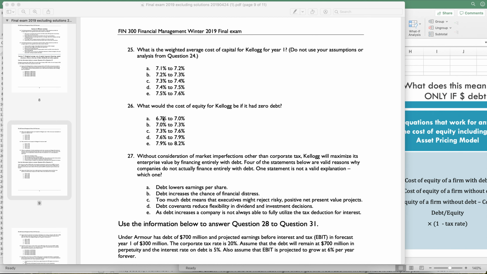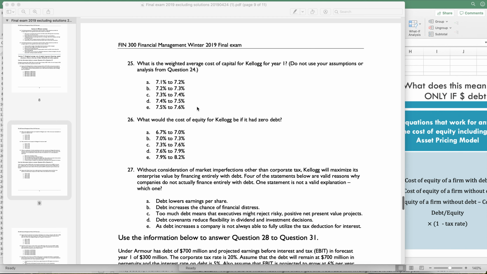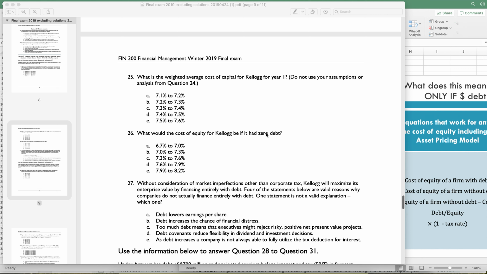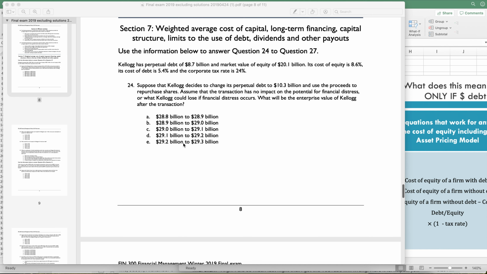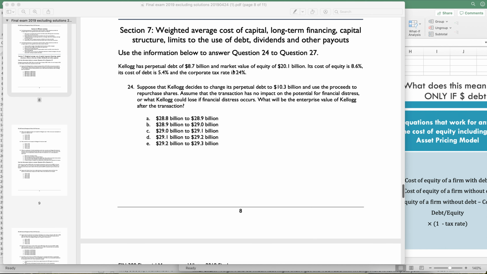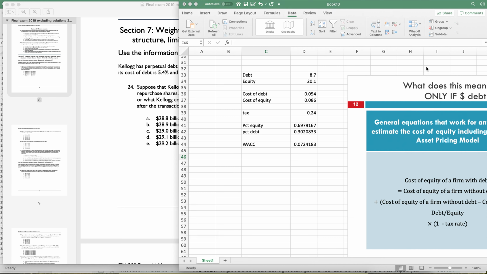This is question 26 from the 2019 final exam. What would the cost of equity for Kellogg be if it had zero debt? From the prior setup, we have 8.7 billion in debt, 20.1 billion in equity. Cost of equity is 8.6. Cost of debt is 5.4. The corporate tax rate is 24%.